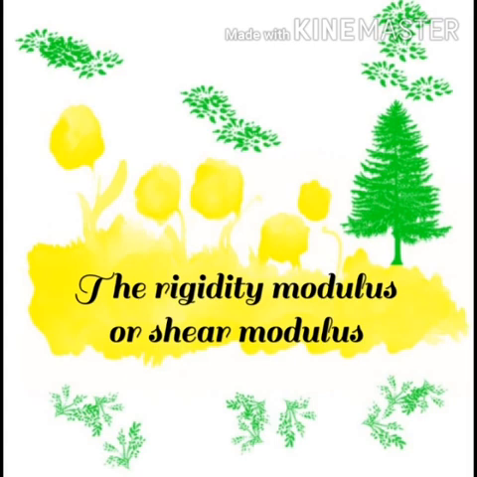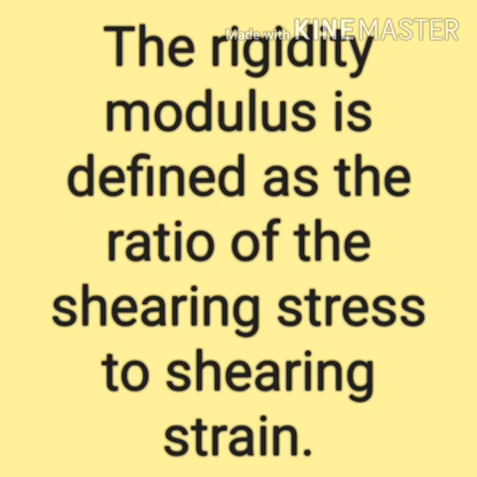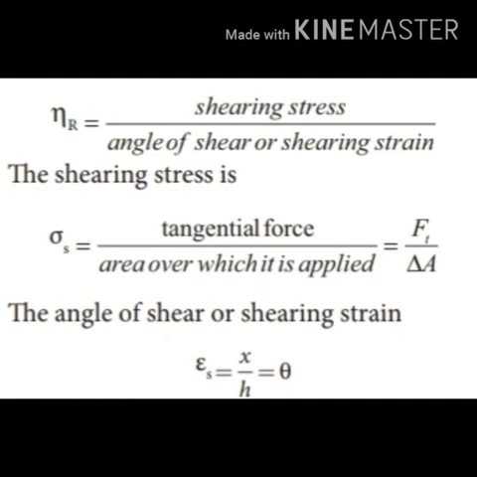The next one, rigidity modulus or shear modulus. The rigidity modulus is defined as the ratio of the shearing stress to shearing strain. The rigidity modulus or shear modulus is denoted by eta. The eta is equal to shearing stress by angle of shear or shearing strain. The shearing stress sigma is equal to tangential force by area over which it is applied, therefore force by delta A. The angle of shear or shearing strain is equal to x by h.